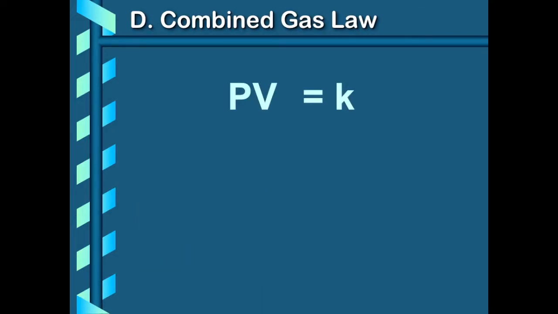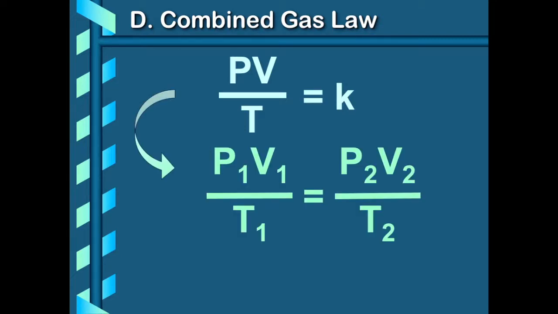PV equals K for Boyle's law, V over T for Charles' law, P over T for Gay-Lussac's law. The combined gas law we have is this, PV over T. And therefore we could write it as P1V1 over T1 equals P2V2 over T2. This is the formula that you should recall.